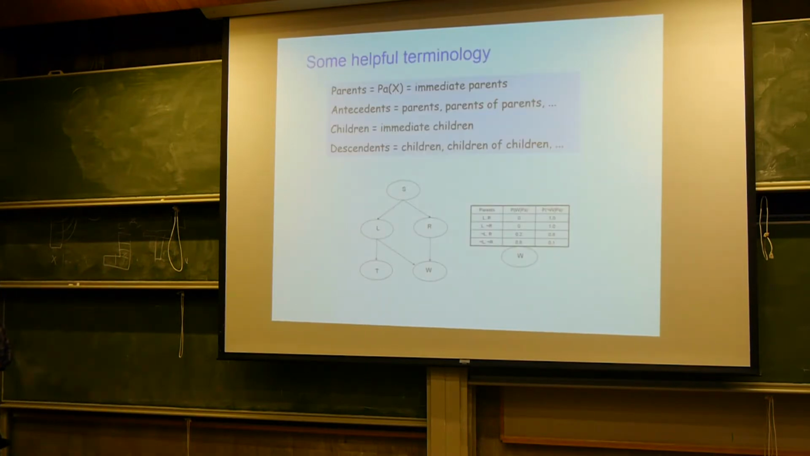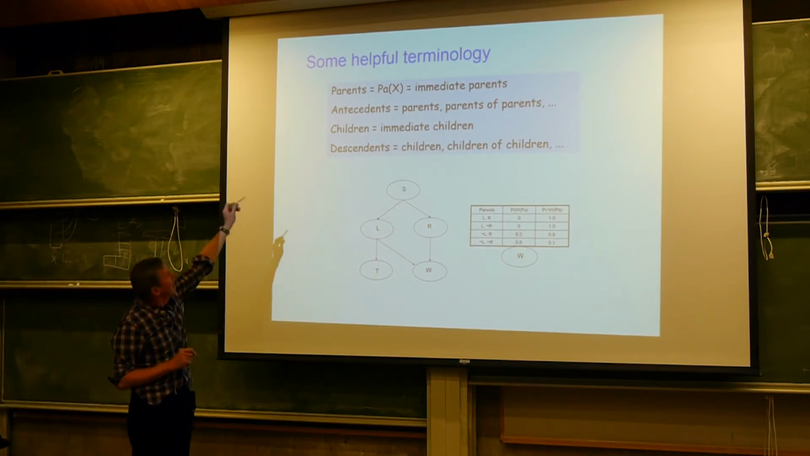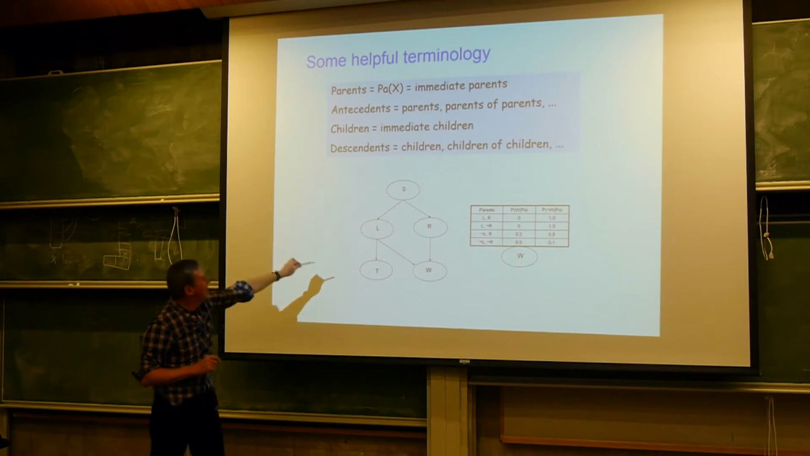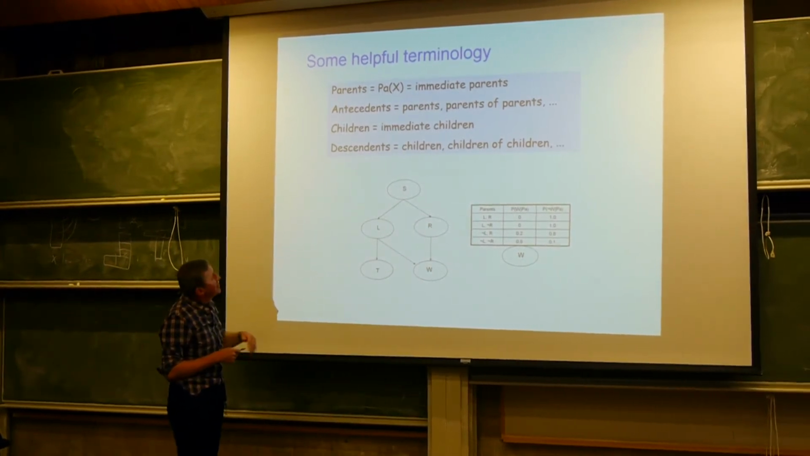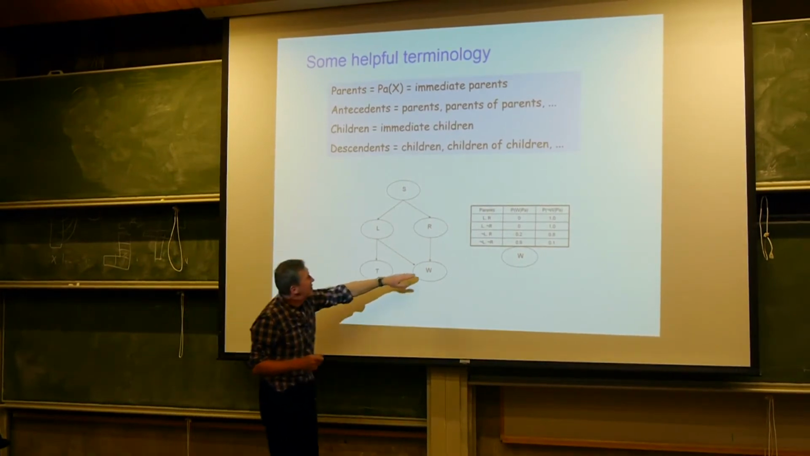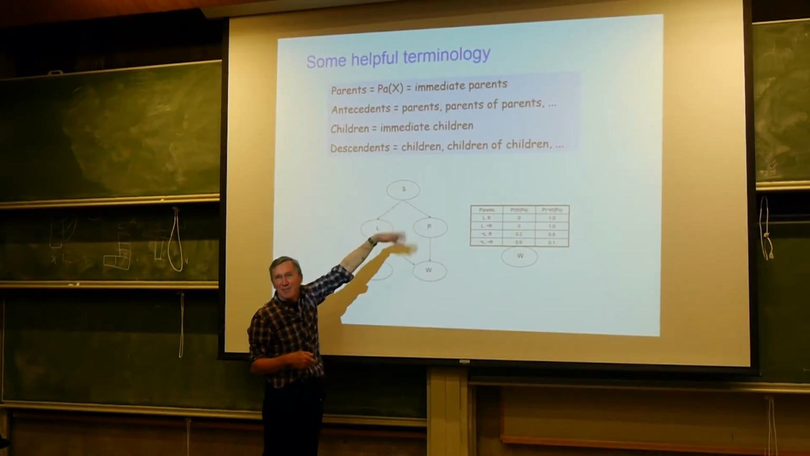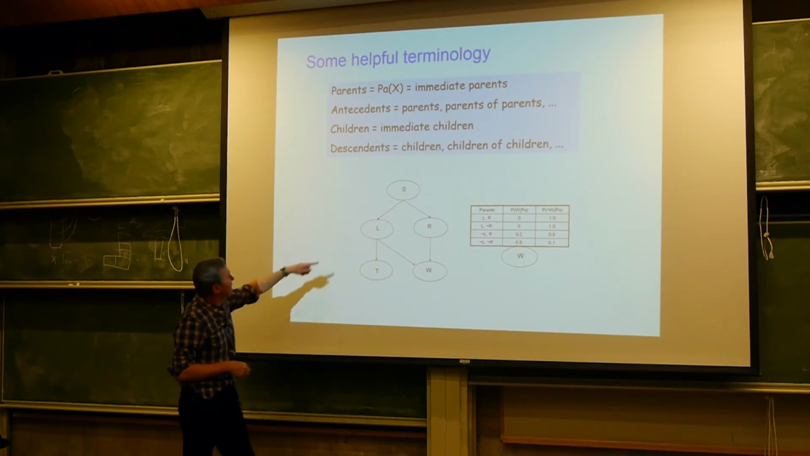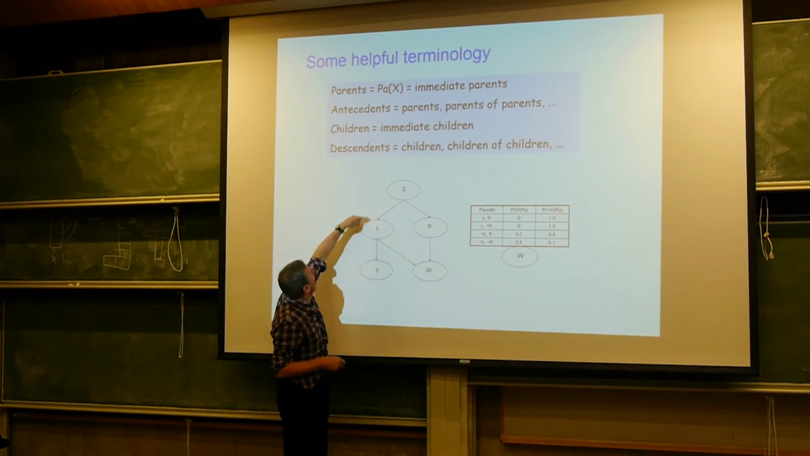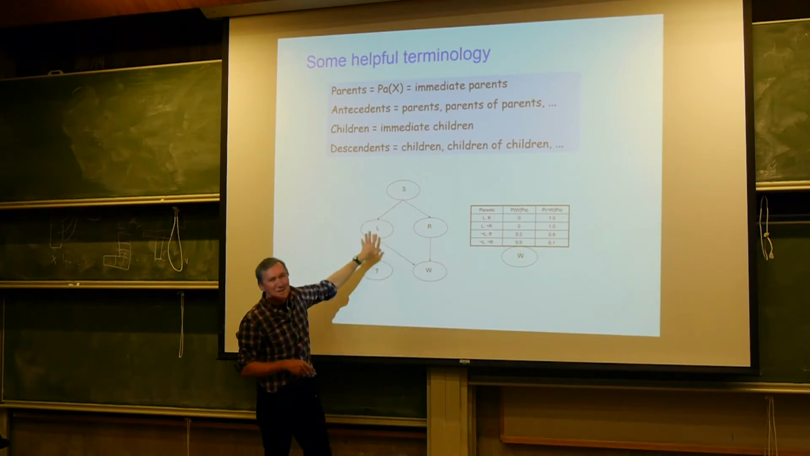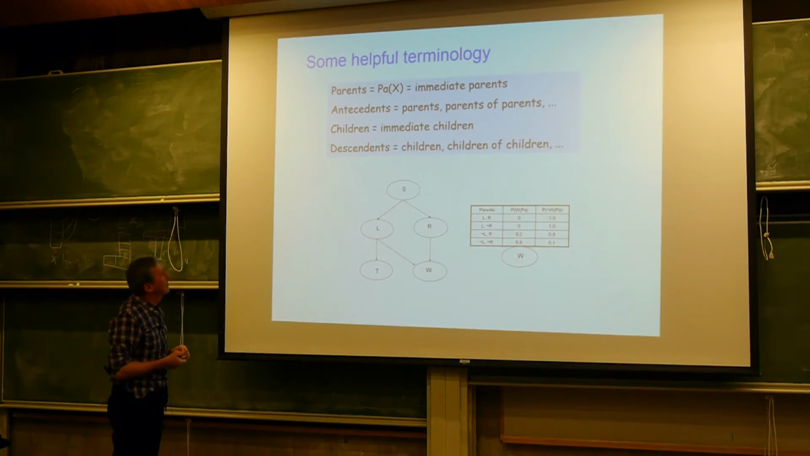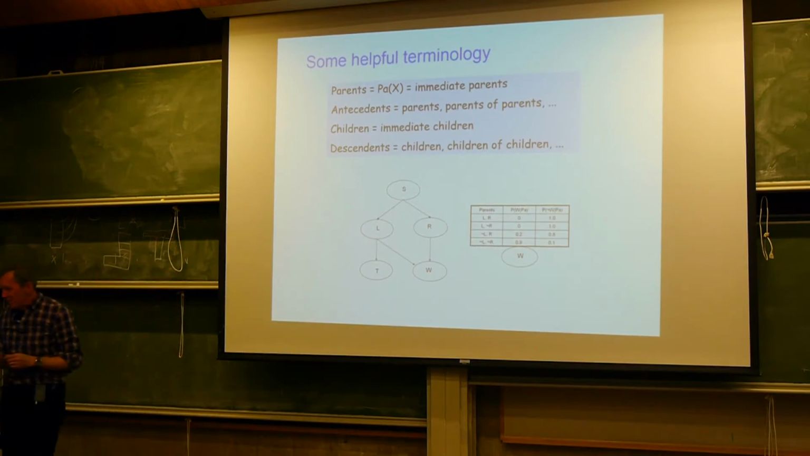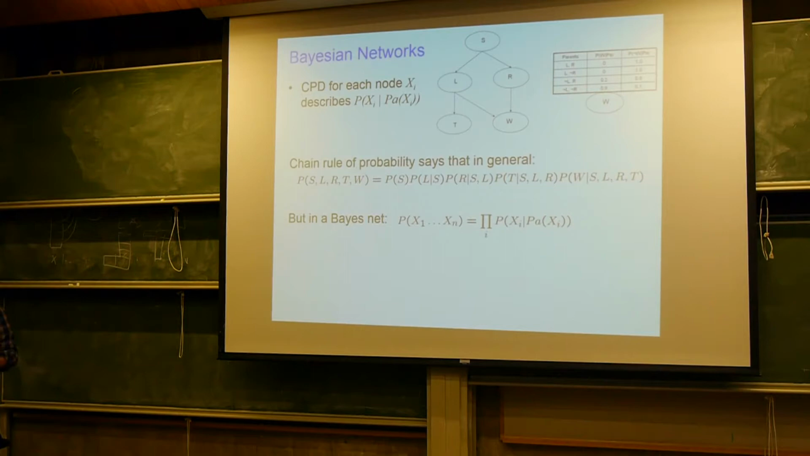Okay, so to be precise about our terminology, as I mentioned, we're using parents to indicate just the immediate parents of some random variable. In general, I use the word antecedents to mean the parents and the parents of the parents, etc. And children to mean the immediate children, and descendants to mean the transitive closure of immediate children, the children of the children, etc. Okay. So just some terminology that we'll use throughout the next 3 lectures.